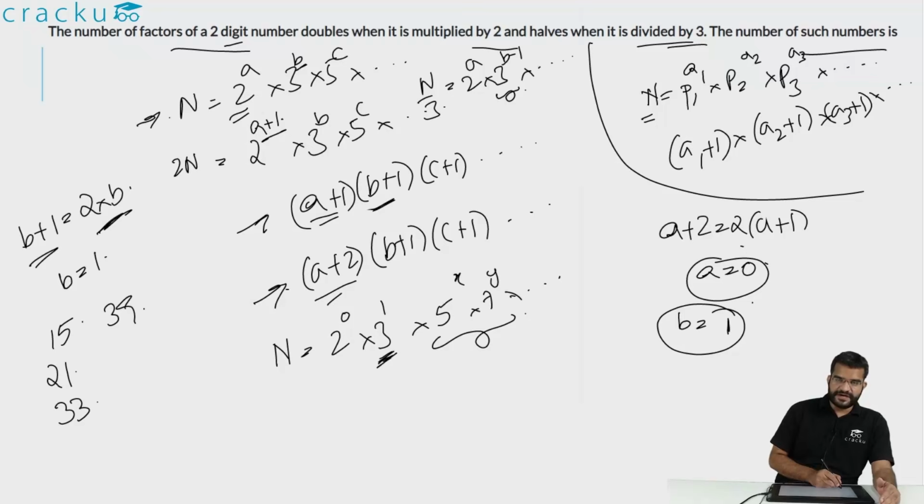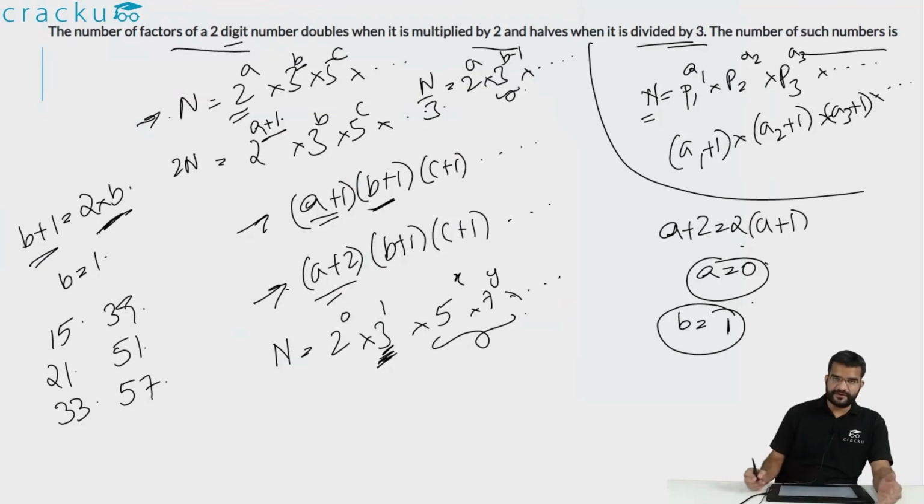The next odd multiple of 3 is 45. This won't work because 45 has 3 square, which is 9. After 45, we will get 51. This will work because this is 3 into 17. After 51 is 57. This will also work. This is 3 into 19. After that, we have 63, but 63 won't work because 63 is a multiple of 9.